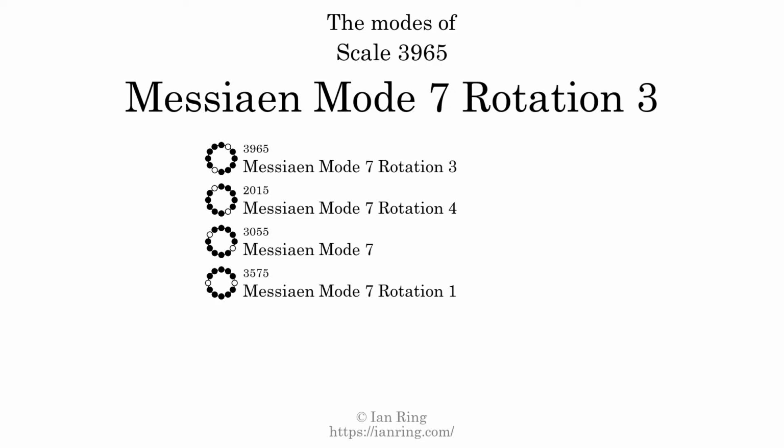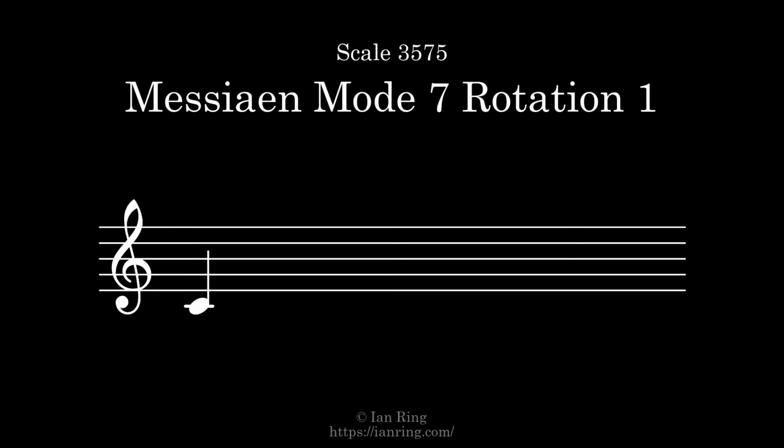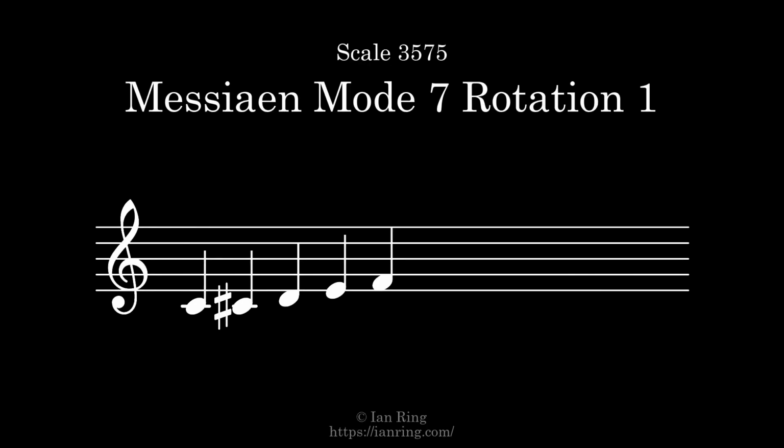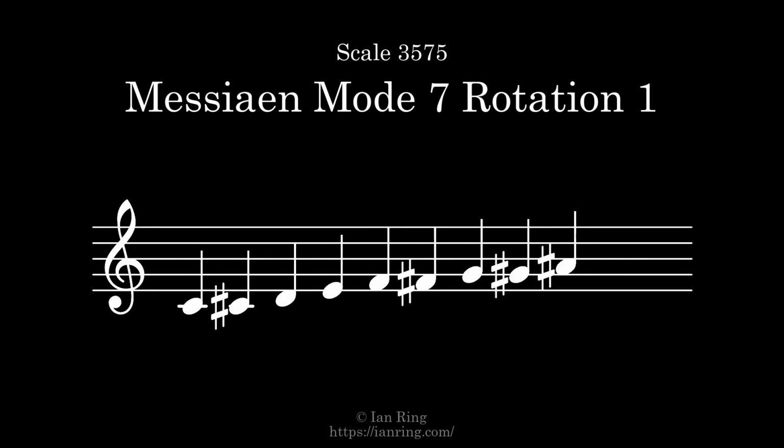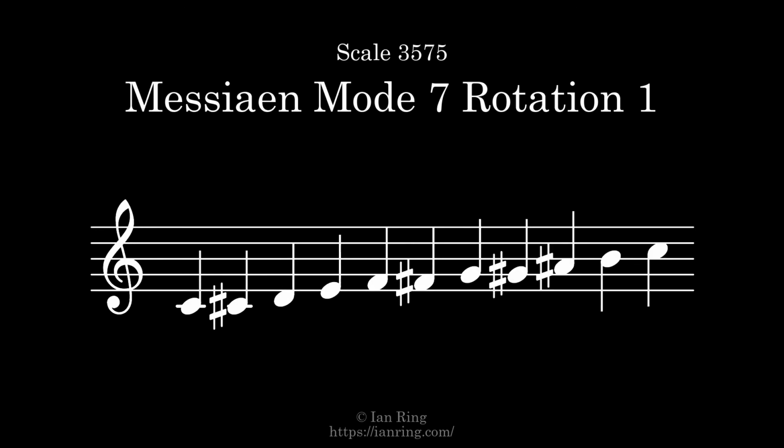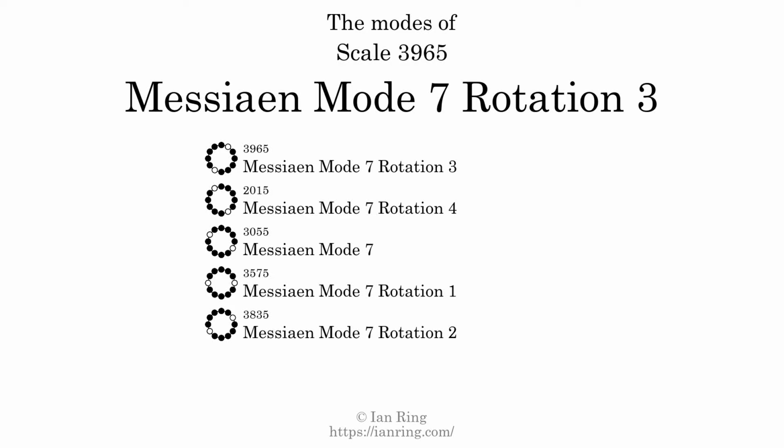The fourth mode is scale 3575, also known as Messiaen Mode 7 Rotation 1. It sounds like this. The fifth and last mode is scale 3835, also known as Messiaen Mode 7 Rotation 2. It sounds like this.